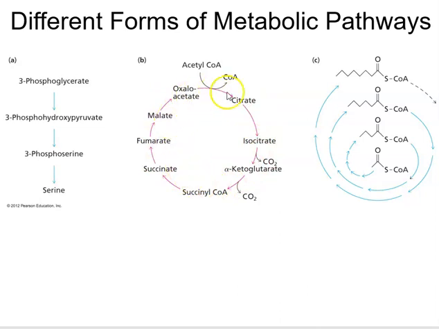So there's a cyclic here, and then there's a spiral metabolic pathway as well, where we slowly chip away at a certain molecule. So this is what happens with fat, either synthesis, we're going this way, we're making it bigger, or fat catabolism, we're actually breaking it down.